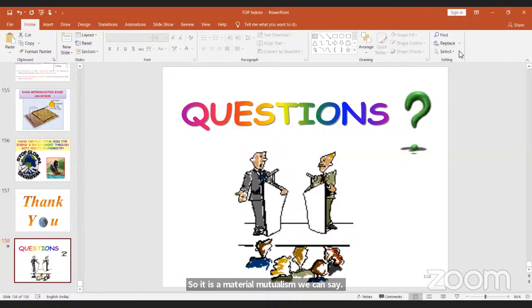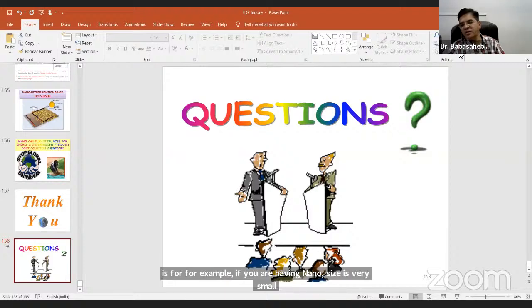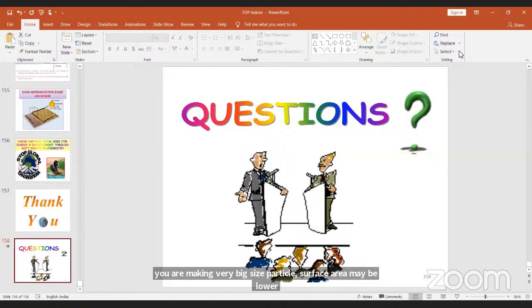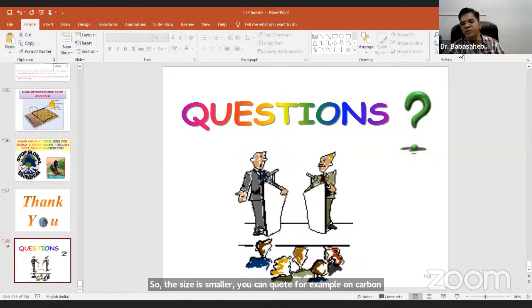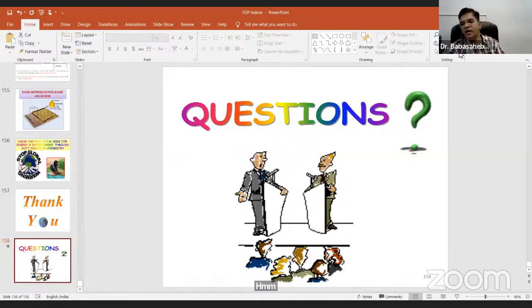So how does it work on nanomaterials? Nano means the size is very small. For example, for a supercapacitor application, you require a very high surface area. If you make a very big particle, the surface area may be lower. So if the size is smaller, you can coat, for example, on carbon nanotube the whole outer surface area. So the interface is more in the case of nano as compared to the bulk material.